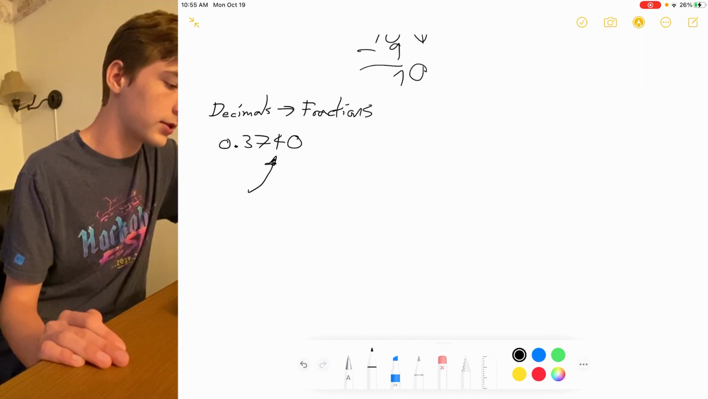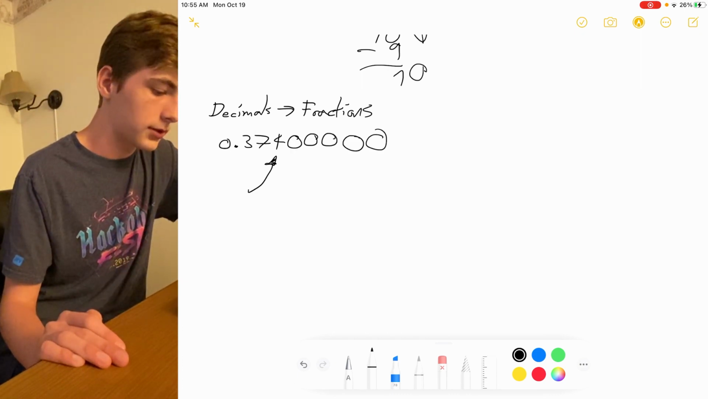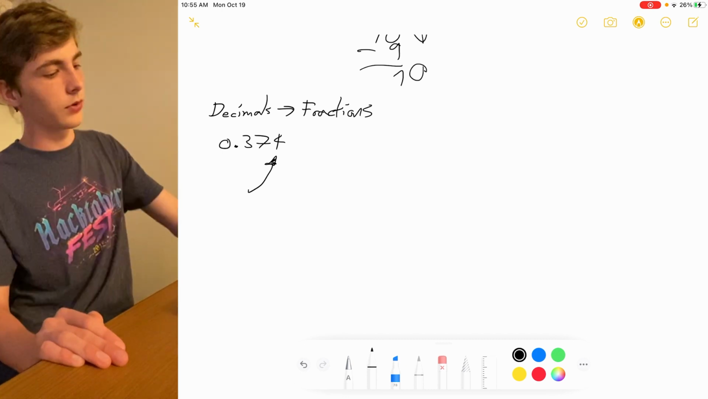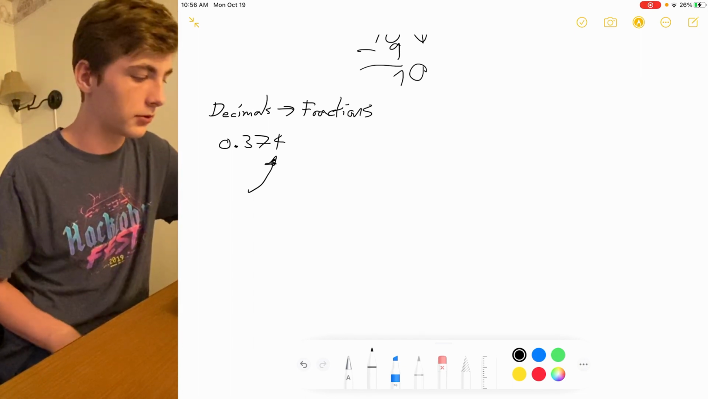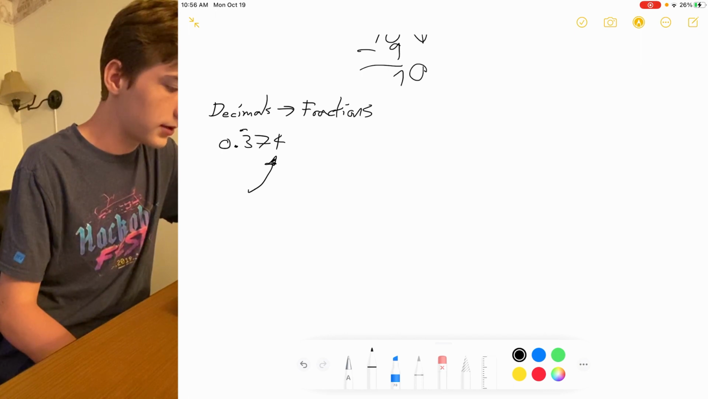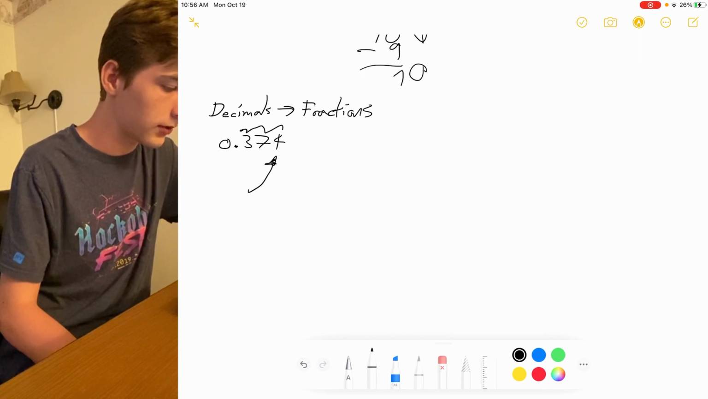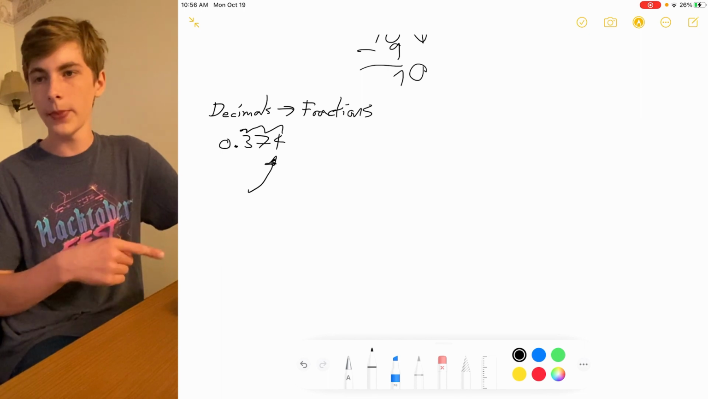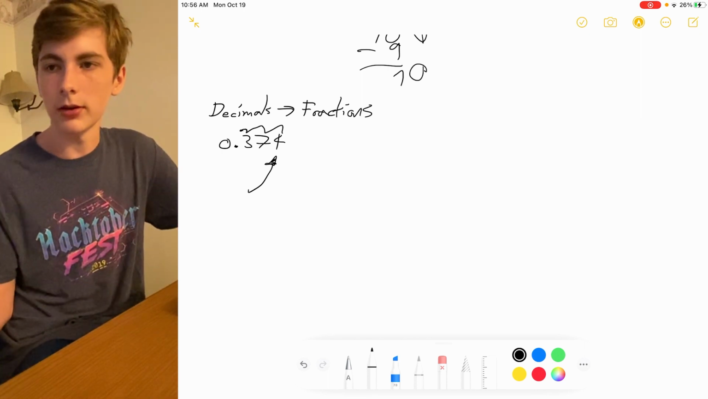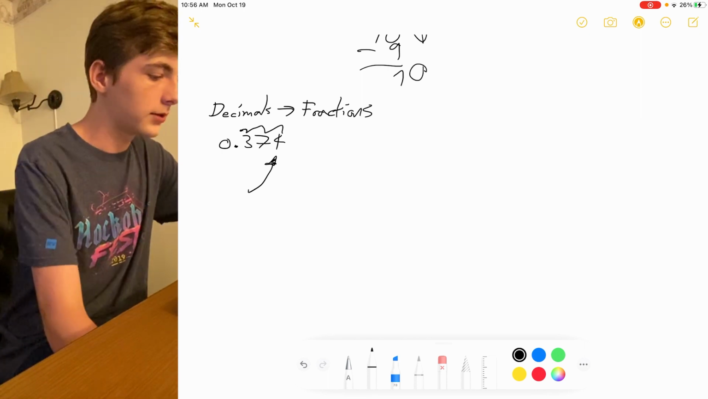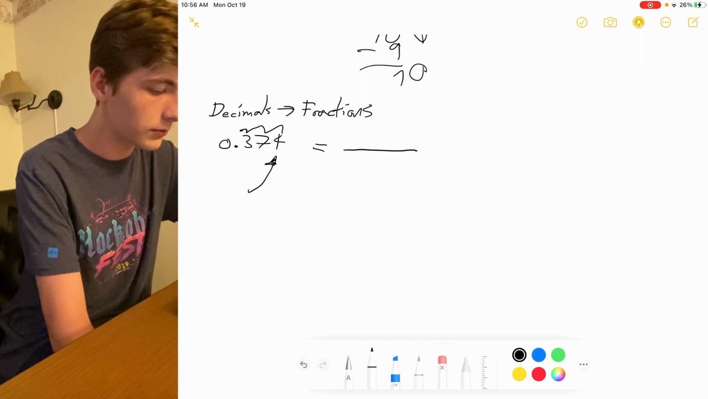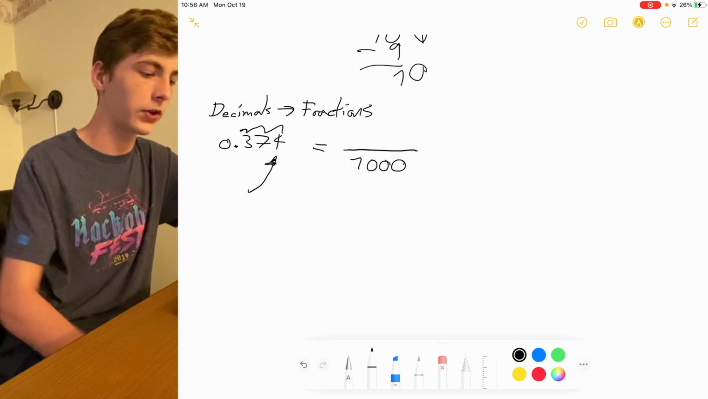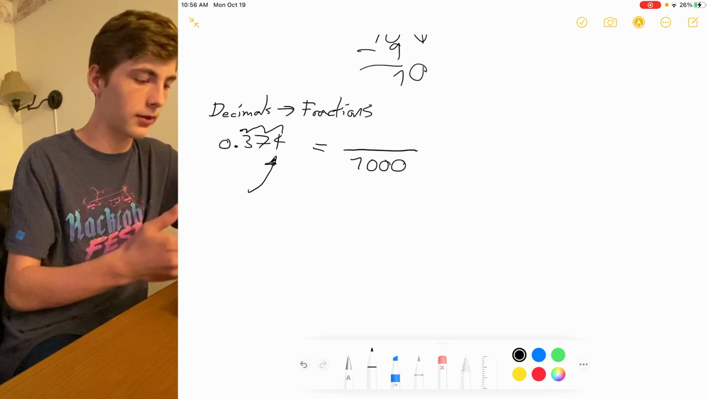So if we just have a bunch of zeros over here, again, those kind of are invisible to us. We don't really care about them. So we're looking at the last non-zero digit, and we're looking at what place that's in. So if we start over here, that's the tenths, the hundredths, and the thousandths. So that's the thousandths place. And so that is going to be the number that you're going to put in the denominator, right? So if this is the thousandths, then in the denominator of our fraction, we're going to put 1,000, right? Because 1 over 1,000 is 1,000th.